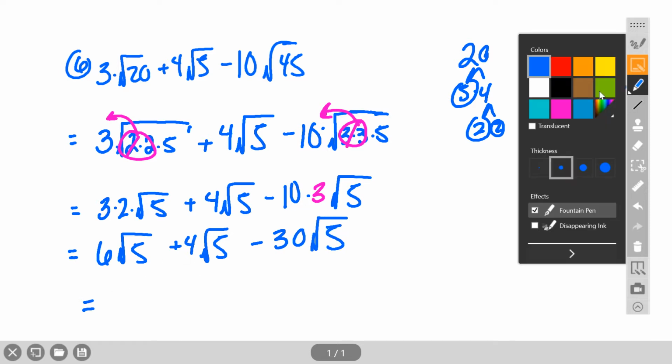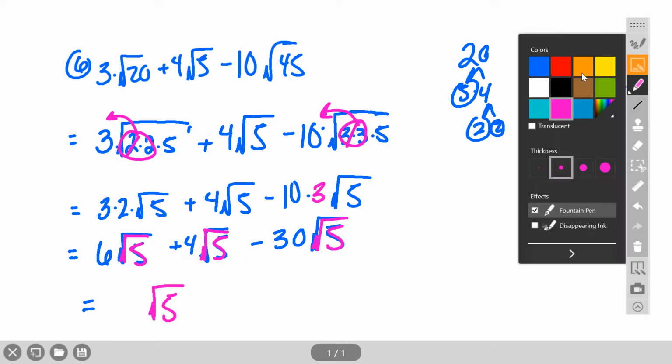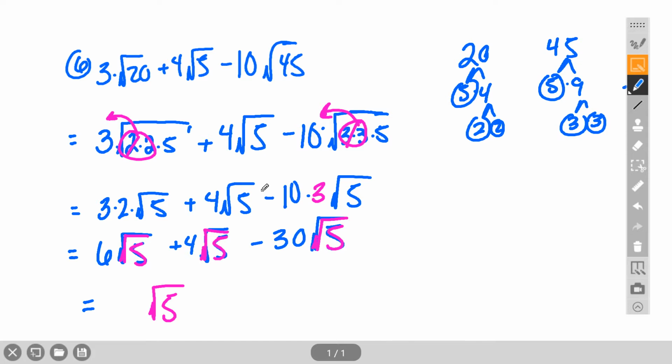Now that I have them all the same, they all are square root of 5. Square root of 5, square root of 5, and square root of 5. I can combine them into a single square root of 5 by adding the coefficients. So 6 plus 4 is 10. Minus 30 is negative 20. So this is negative 20 square root of 5.